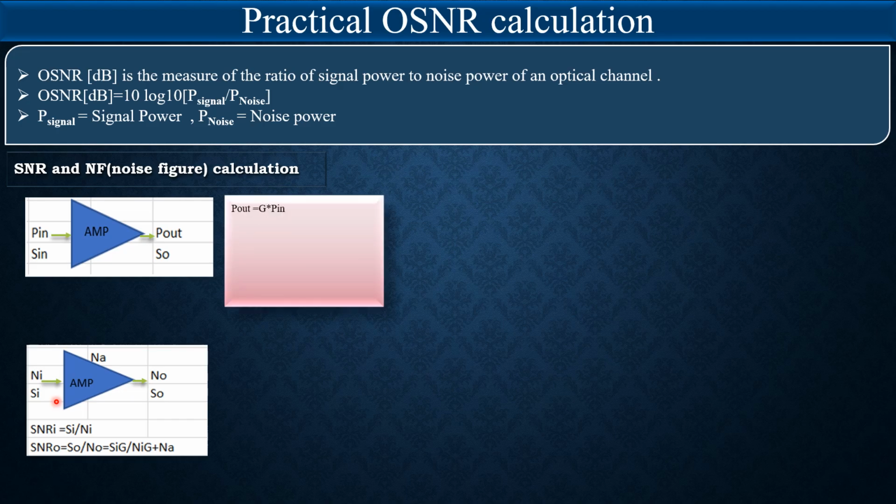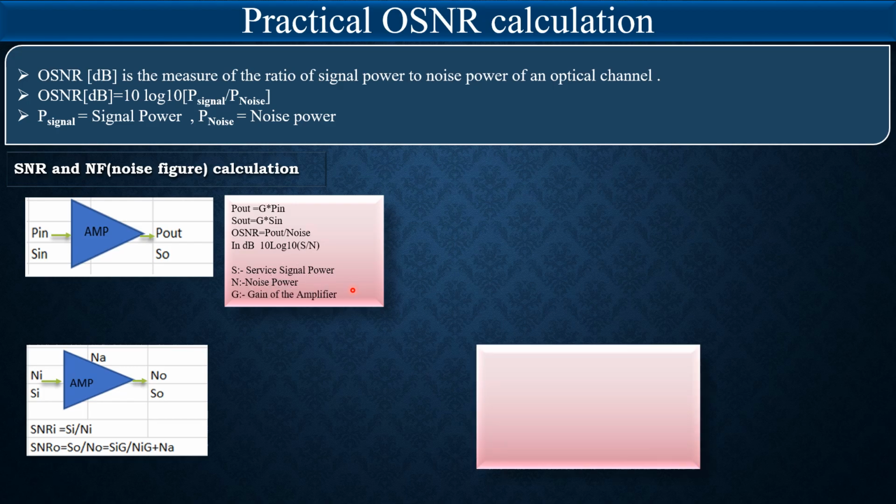You can see here P out is equal to G into P in. This is the gain of the amplifier, and this is the input power. So S out is equal to G into S in. OSNR is equal to P out divided by noise. In dB, 10 log 10 of S by N. S is equal to signal power, N is equal to noise power, and G is equal to gain of the amplifier. N i is equal to input noise, this one. S i is equal to input signal.